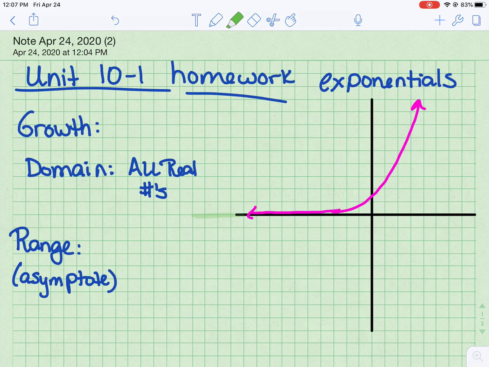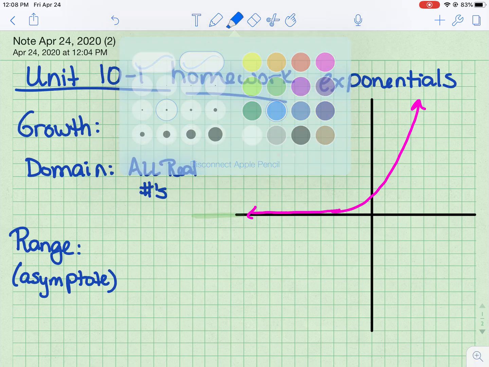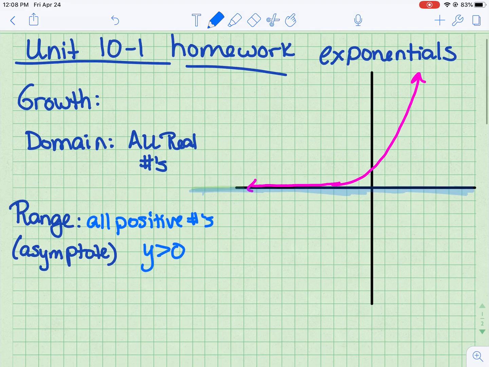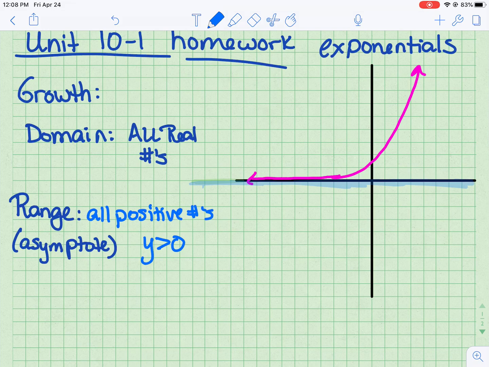For this one, that color doesn't show up very well, but it's actually the x-axis. It's skimming along the x-axis, but never crossing it. The range for this one, there's a couple ways you can write it. You can just write all positive numbers, or you could say y is greater than 0. No matter what you put into it, you're never going to get a negative output. Does that make sense?